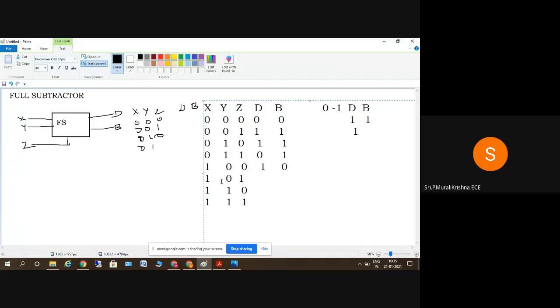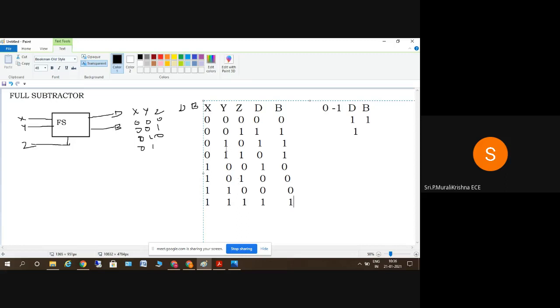Okay, and here you can check. So 1, 0, 1, and 0, 0. Yes, it is 0, 0. So 1, 1, 0 is also equal to 0, 0. Next 1, 1, 1: it is 1 minus 1, which is 0, and 0 minus 1 is 1. Difference is 0, borrow is 1.